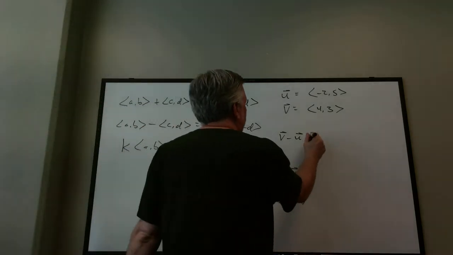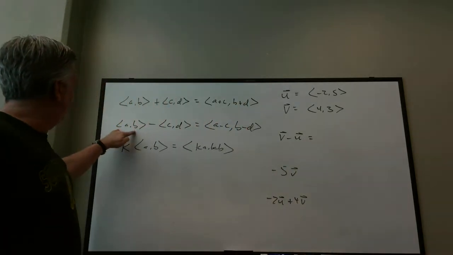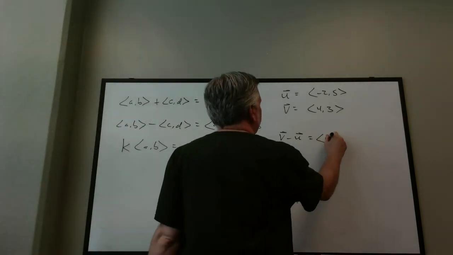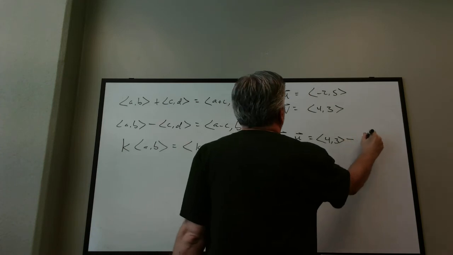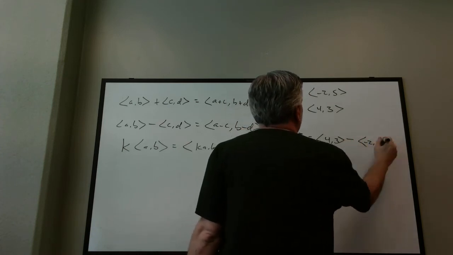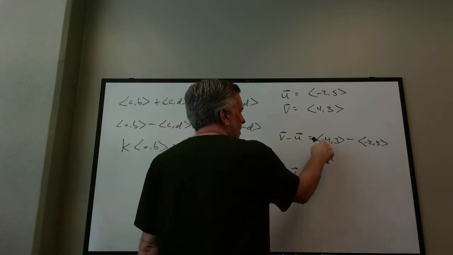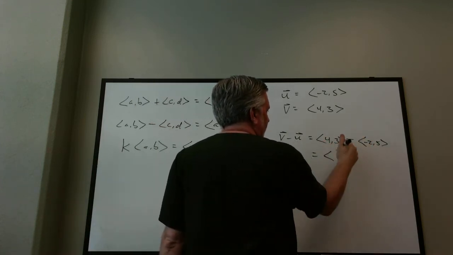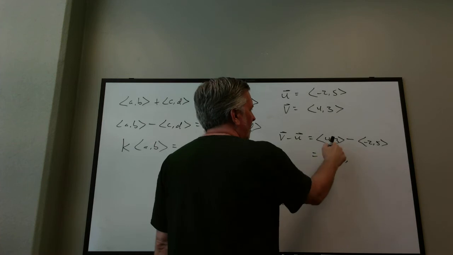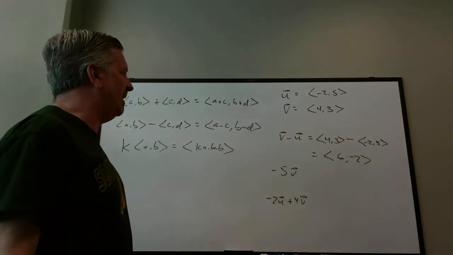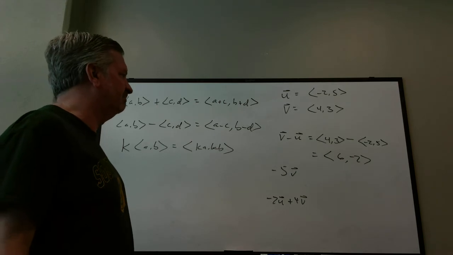Well, v minus u, what does the definition say? A vector minus a vector, you subtract the components. Let me write these down. Vector v is 4, 3. Vector u is negative 2, 5. So how do you subtract vectors? You subtract components. 4 minus negative 2 is 4 plus 2, which is 6. 3 minus 5 is negative 2. So the vector 4, 3 minus the vector minus 2, 5 is the vector 6, minus 2.